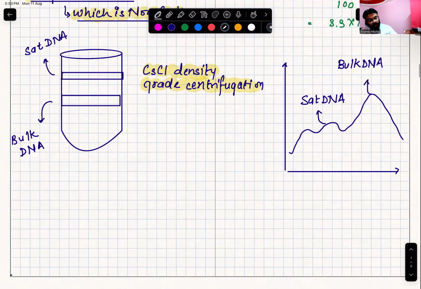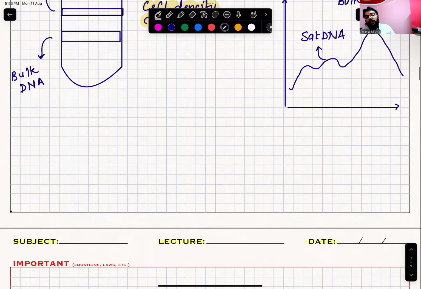Now, if you look at the other part, sir, what is repetitive DNA? We are going to study the satellite DNA. DNA fingerprinting is based on satellite DNA. So what is this repetitive DNA? Let's understand that.